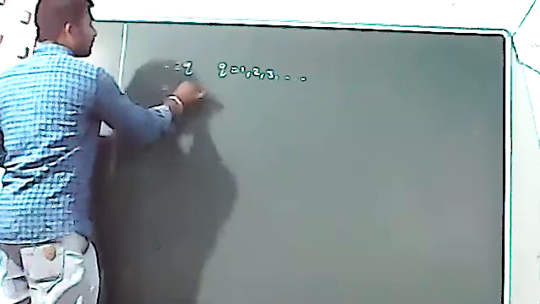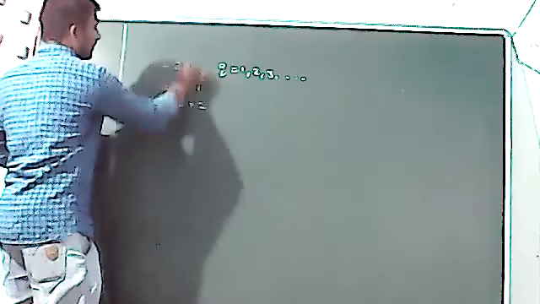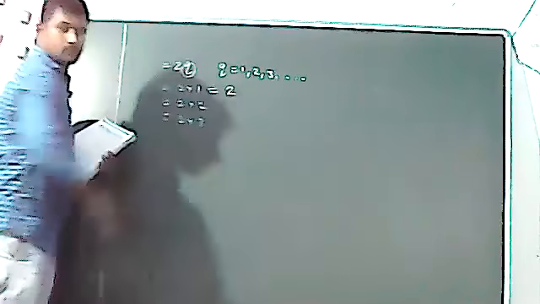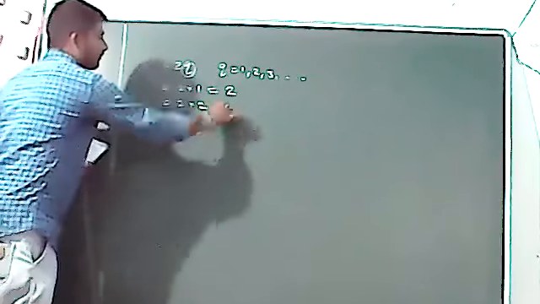Given that q is some integer, if we take 1, 2, 3, 4, 5, whatever it may be in place of q, then we get the values. Substituting 1, 2, 3 in place of q, we get 2 into 1, 2 into 2, 2 into 3, that is 2, 4, 6. Do you understand now? So these are the even positive integers.